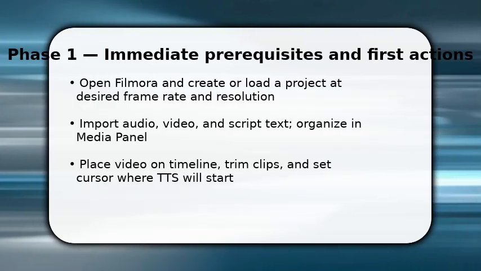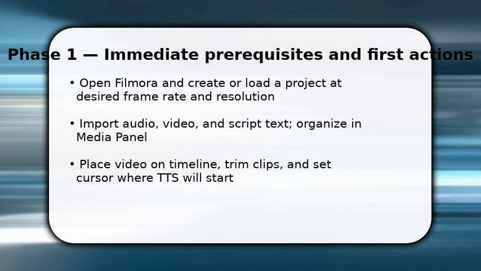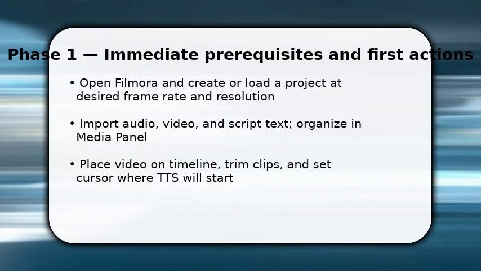You start by preparing the project so text-to-speech works predictably. Import your media and the written script text into media. Make sure your timeline frame rate matches export settings. Once done, place the clip where narration belongs and set the playhead at the exact start point. You do this because timing and clip gaps affect TTS placement.